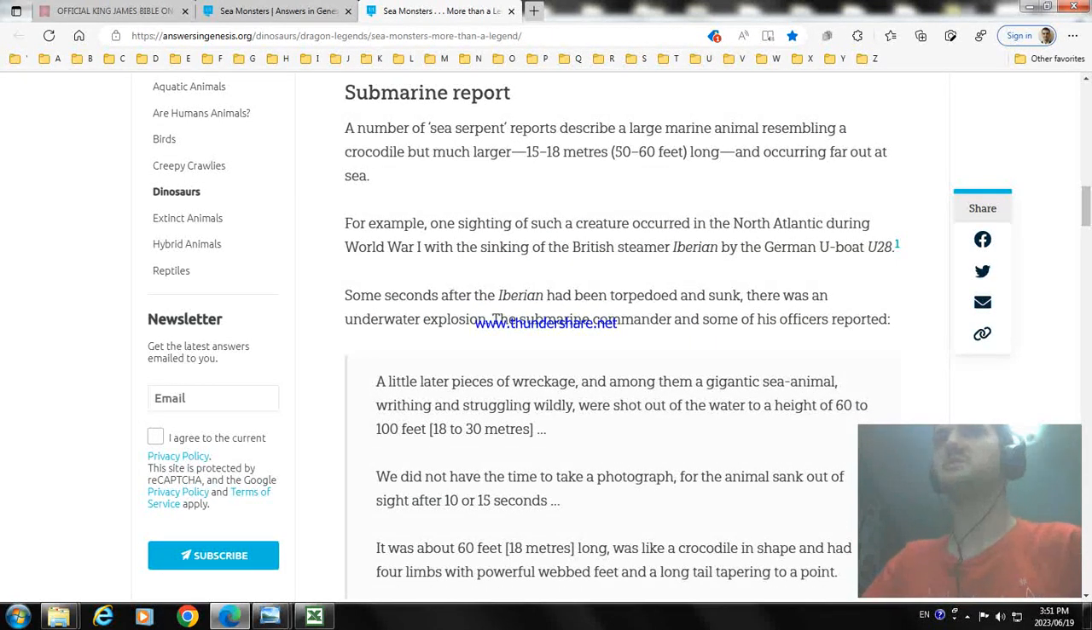Submarine report. A number of sea serpent reports describe a large marine animal resembling a crocodile but much larger, and breeding along the shores of the sea. For example, one such sighting occurred during World War One, when the British steamer Iberian was torpedoed by a German U-boat. Seconds after the Iberian was torpedoed and sunk, there was an underwater explosion. The submarine commander and his officers explored.